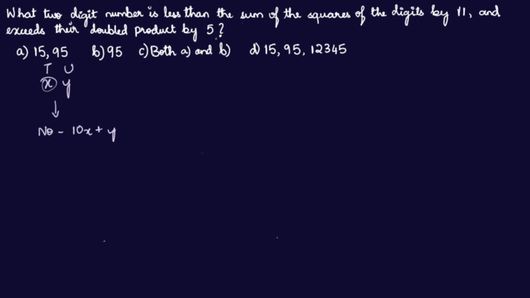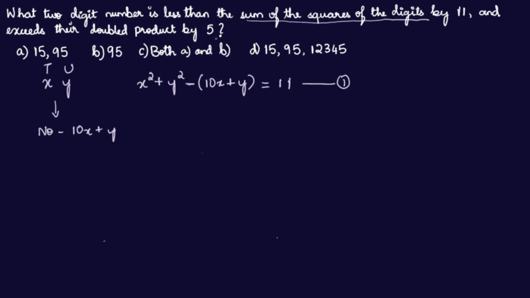Awesome. So we have that, and with that in mind, we need to know the sum of the squares of the digits, which means we need to square x first, square y, and then add them together. The number is less than the sum of the squares by 11, which means when we subtract the number, 10x plus y, from the sum of the squares, we get 11. That's the first equation.